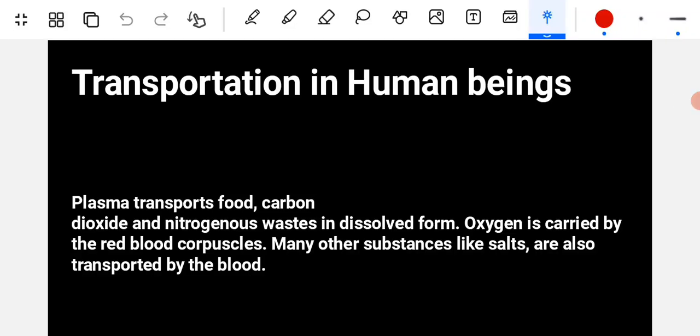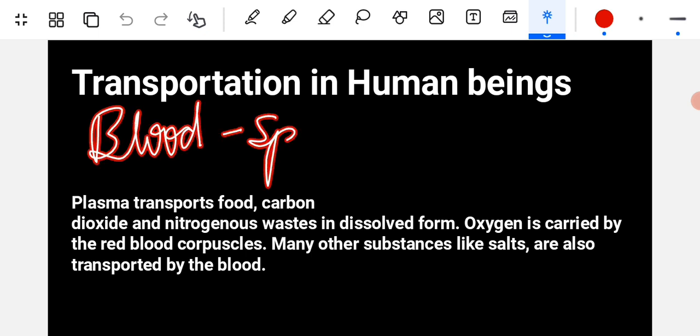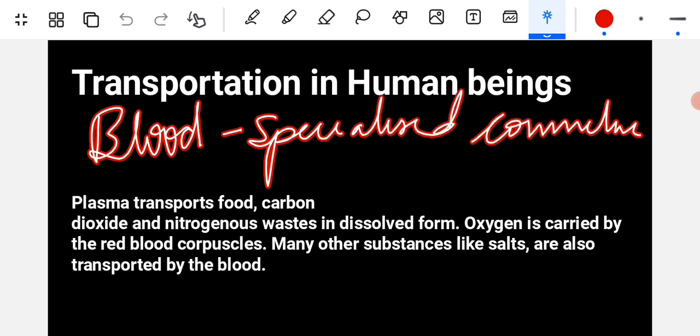So today we are going to learn the third maintenance process, that is transportation. Firstly we will learn in human beings, then we will go for plants. We know that when we hear the word transportation in human beings, it is transported with the help of blood. What is blood? Blood is a specialized connective tissue.